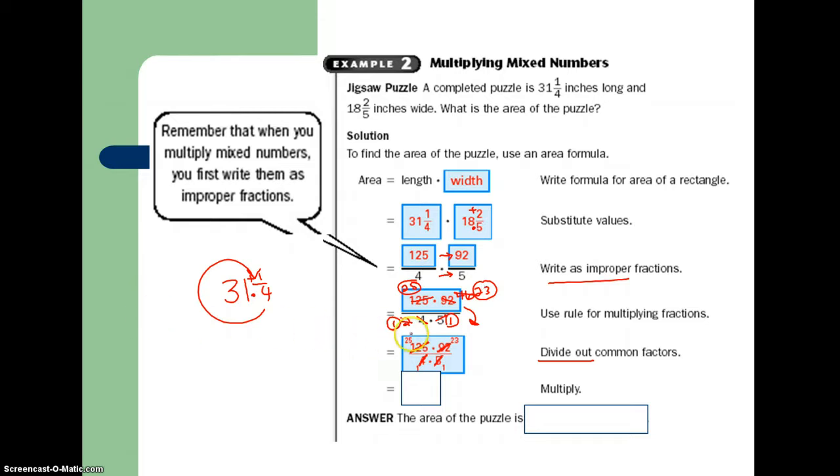Now you can see the only things that we're multiplying together is 25 times 23 and 1 times 1. 25 times 23 is 575. That's it. That's your answer. Because you did dividing out common factors, it's already simplified. Otherwise, if you didn't divide out common factors, you would have gotten a large number, and let me show you, 11,500 in your numerator and 20 in your denominator. And now you need to change that into a mixed number or a whole number.